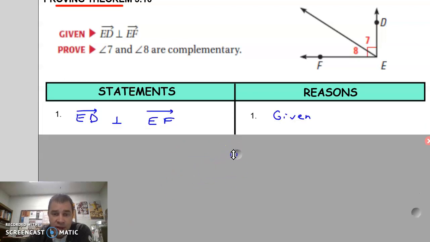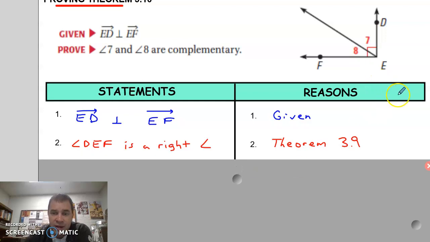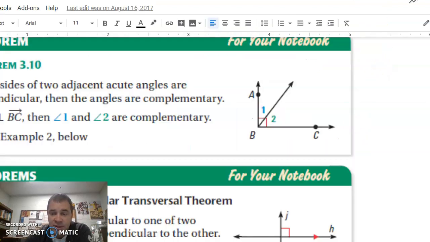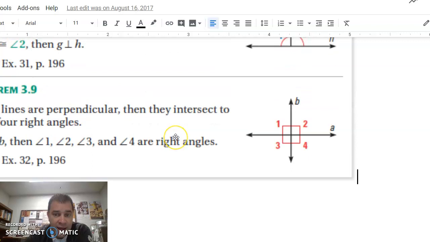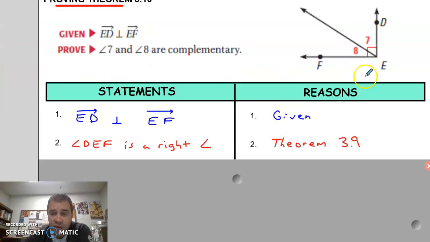Okay, so we're going to write down our given. ED and EF are perpendicular. From that point, our next step would probably be to define what we know based on that. DEF, this entire large angle, is a right angle. We can use Theorem 3.9 to justify that. Remember, 3.9 says if we've got two lines perpendicular, which we do in that diagram, they intersect to create right angles. Okay, so here's perpendicular lines, they intersect to create that right angle.